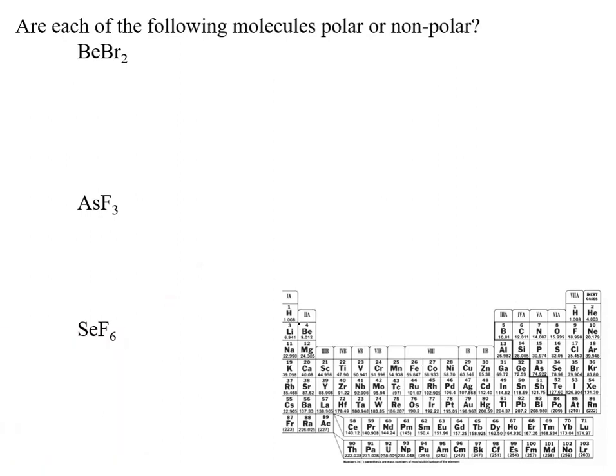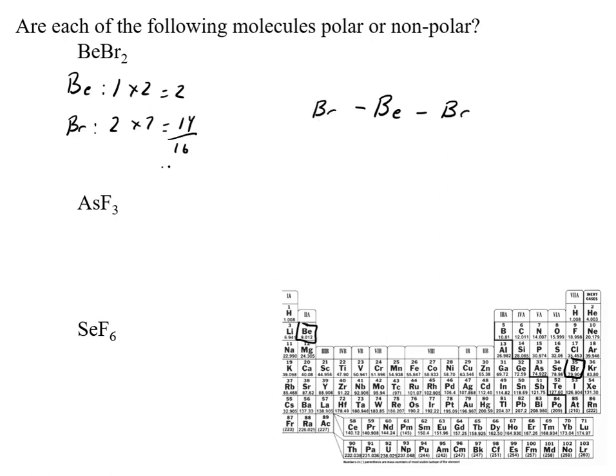So we have beryllium, which is here in group 2A. There's one of them. There's 2 valence electrons, so it's 2. And we have bromine, which is in group 7. There's 2 of them. It's in group 7, so that's 14, so that gives me 16 total. Beryllium is my central atom, followed by 2 bromines on either side. So I used up 4, leaving me 12. So 2, 4, 6, 8, 10, 12.